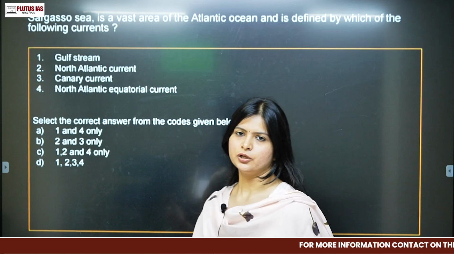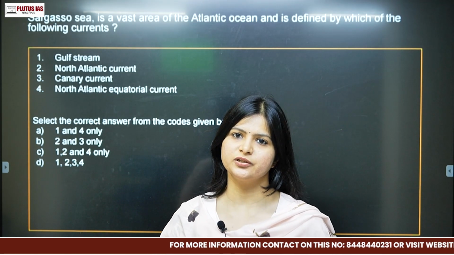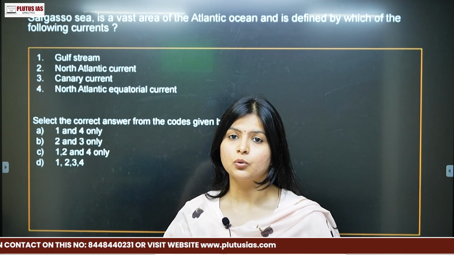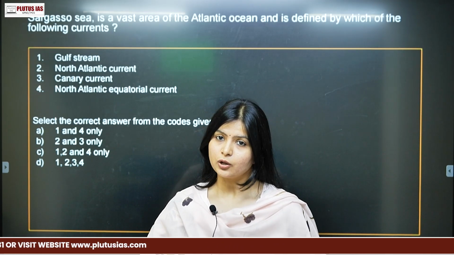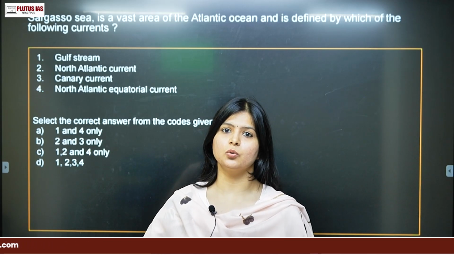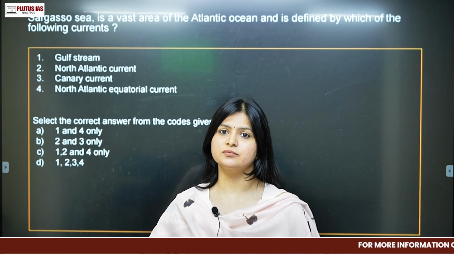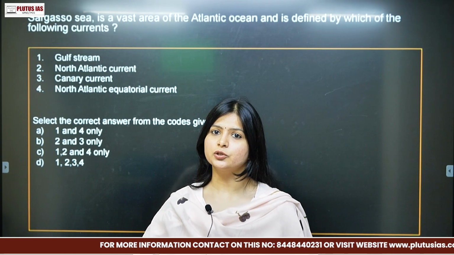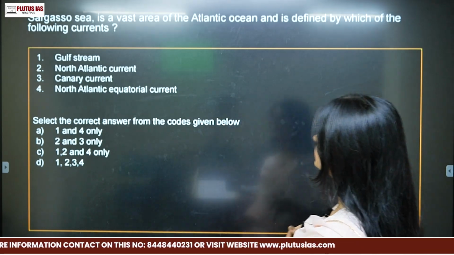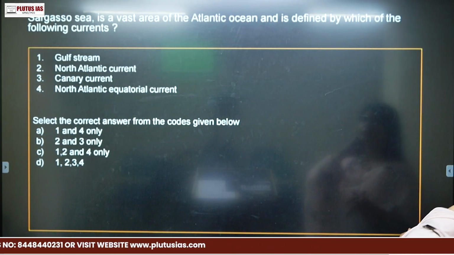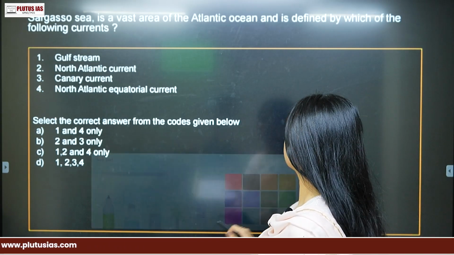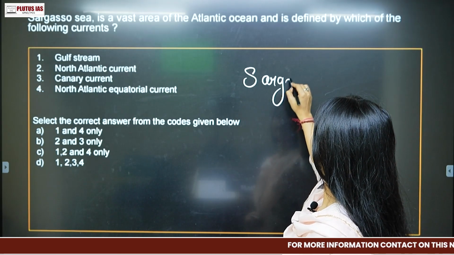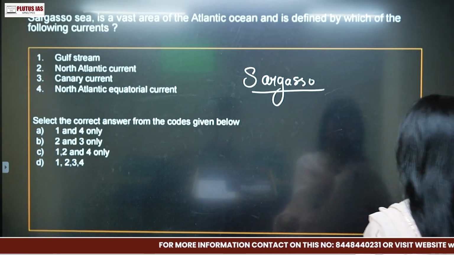Next is the Sargasso Sea. To attempt this question, you should definitely know the different currents. In the previous lecture of mine, I have emphasized the ocean currents and also I have told you what are the warm ocean currents and the cold ocean currents. That is obviously the most important topic in oceanography. If you have revised that topic, you will be able to solve this question. The first is Sargasso Sea is a vast area of the Atlantic Ocean and is defined by which of the following currents, right? First you need to understand where the Sargasso Sea is, right? I'll explain you through the maps.